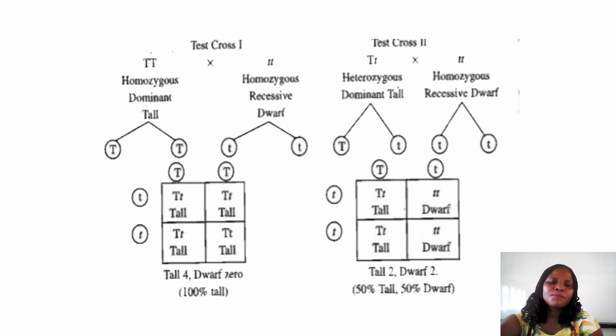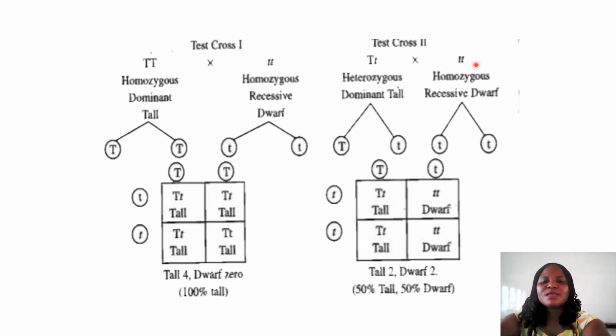So this is an example of a test cross. So we have the homozygote dominant, which is tall. We are crossing it with a homozygote recessive, which is a dwarf. So after the cross, you realize that all the four offspring are tall. There is no short. So the second cross, that's the heterozygote, is also physically tall.